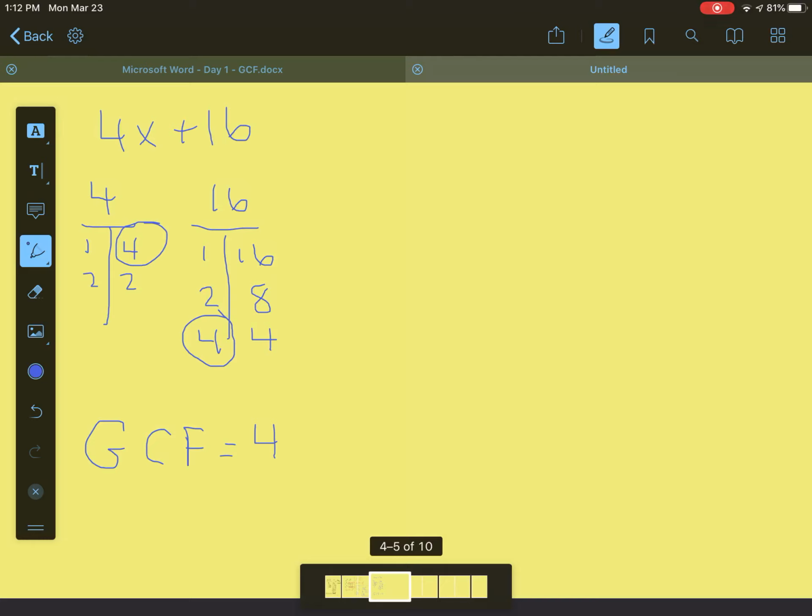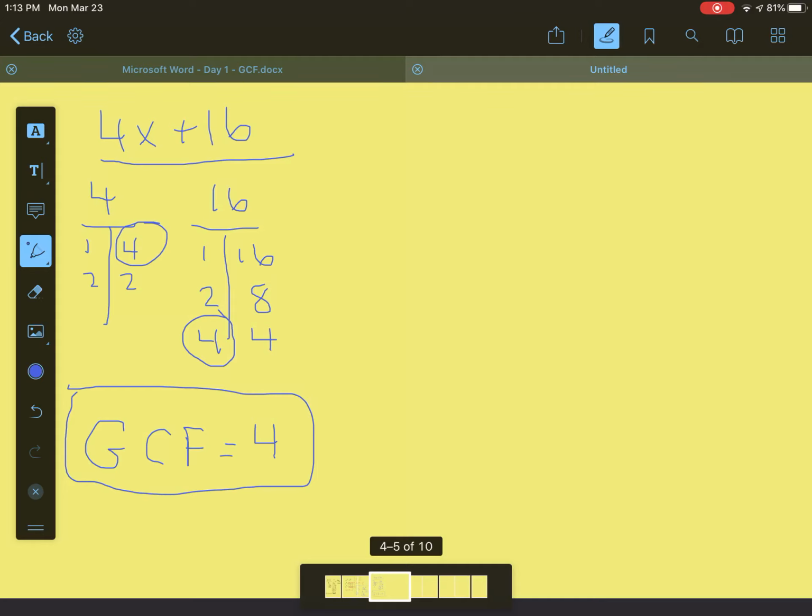Now the next piece is you would think about your variables. Looking at the original problem, only the 4x has the variable x. The 16 doesn't have anything. So there's no variable as part of the GCF. The GCF is just 4, because GCF stands for greatest common factor. If they both don't have an x, that can't be a common factor. So the GCF is just 4. That's our first step when we're trying to factor.